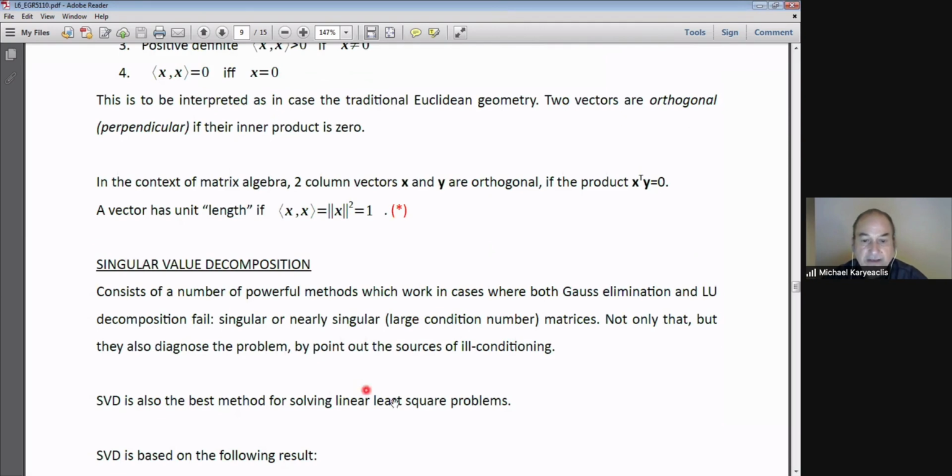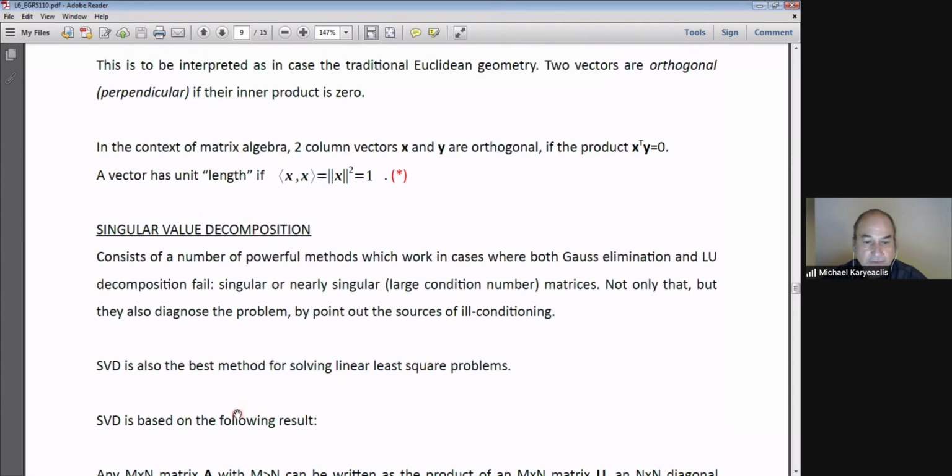It's used in a lot of cases, all right? And we'll see in just a minute. It's also the best method for solving the least squares problems, and it's based on the following result that I'm just going to describe. Recall that, does anybody remember the least squares problem? We haven't talked about it, but anybody who's taken a lab has done some straight line fitting of data.